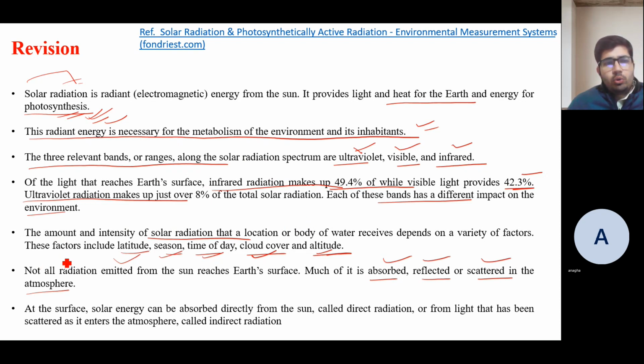At the surface, solar energy can be absorbed directly from the sun, called direct radiation. So the energy that is absorbed directly from the sun on the surface is called direct radiation, or from light that has been scattered as it enters the atmosphere, called indirect radiation. Some is scattered and then comes, and that is called indirect radiation.